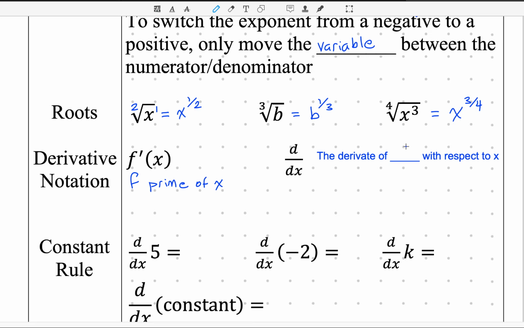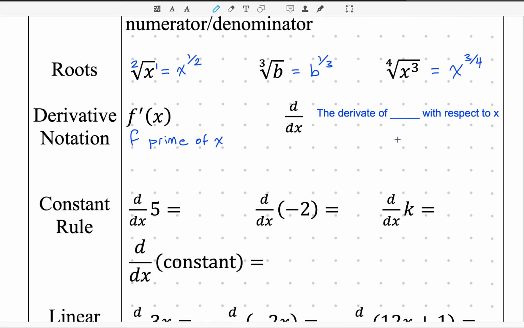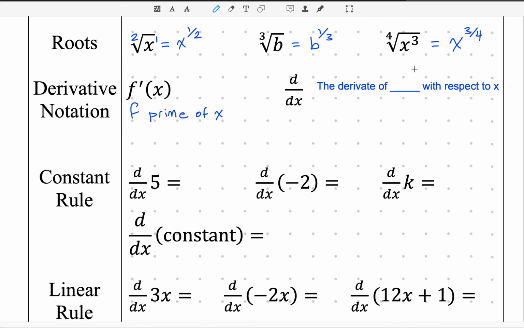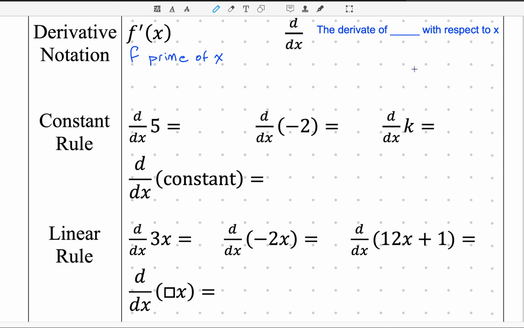The derivative of blank with respect to x. There we go. All right, so let's go ahead and take our first derivative. Let's see if you can find the power here. The derivative of 5 with respect to x is how I pronounce this thing. The derivative of 5 with respect to x is 0.